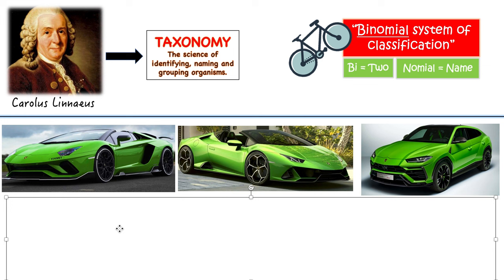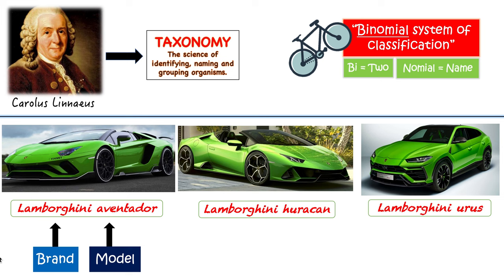Just like I said, the brand was Lamborghini. They are all Lamborghini, so they all fall under the category of Lamborghini. They all are the brand Lamborghini. But the second part I talked about, if I said Lamborghini Aventador, this is the model. The model is a more specific kind of Lamborghini. This example is what he did, but with real organisms. He had this two-name system, just like this, a more broad name in the front, and then a more specific name in the back.